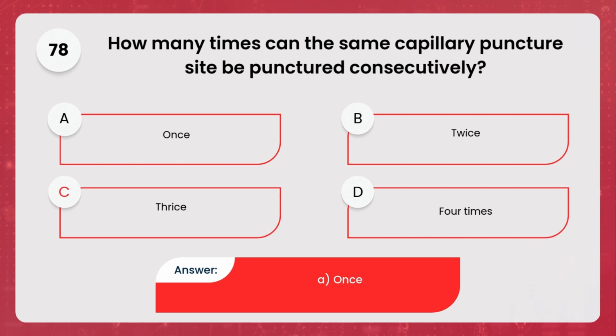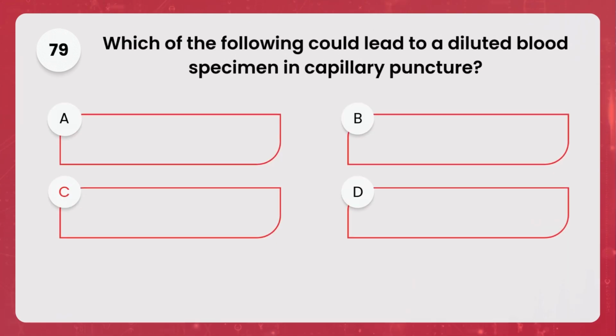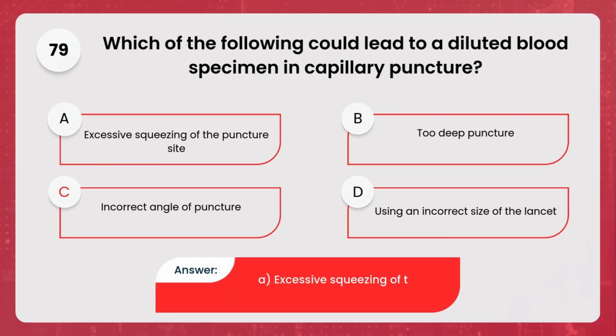Number 79. Which of the following could lead to a diluted blood specimen in a capillary puncture? A. Excessive squeezing of the puncture site. B. Too deep a puncture. C. Incorrect angle of puncture. Or D. Using an incorrect size of the lancet. The answer is A. Excessive squeezing of the puncture site.